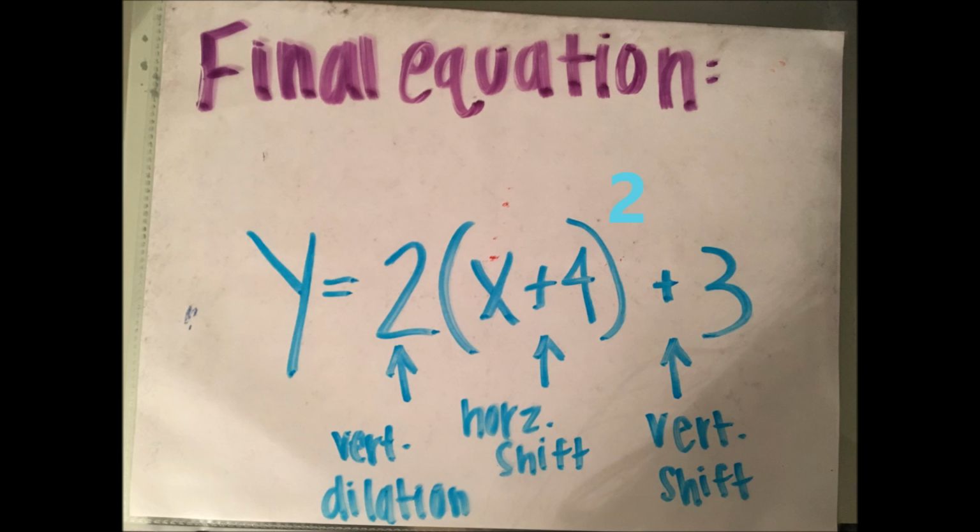So this is the final equation for the graph, which is y is equal to 2 parentheses x plus 4 squared plus 3, where the 2 accounts for the vertical dilation, the x plus 4 accounts for the horizontal shift, and the plus 3 accounts for the vertical shift.